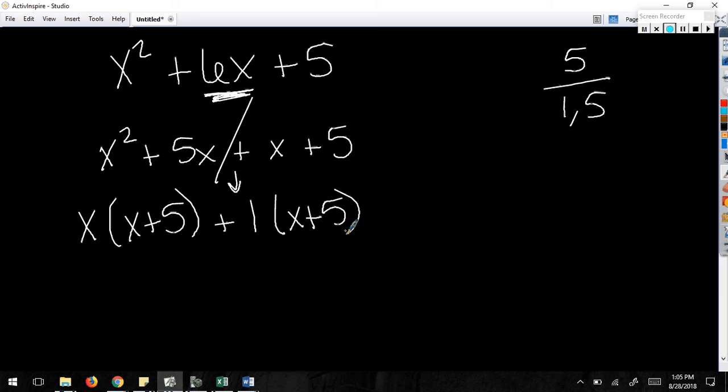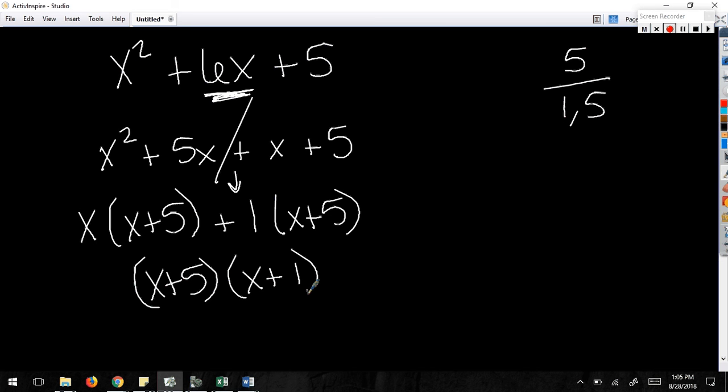Now, do you see an overall GCF? X plus 5. So factor it out. Oh, I hear a couple of people going, oh. X plus 5, x plus 1. That's the answer. Oh my goodness. I got it. Yay! Some of us are getting it.